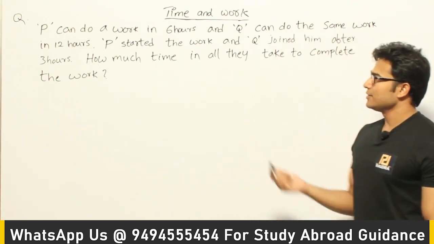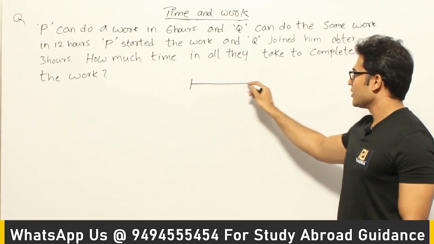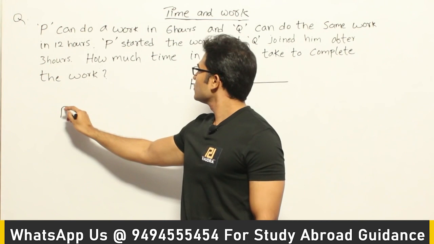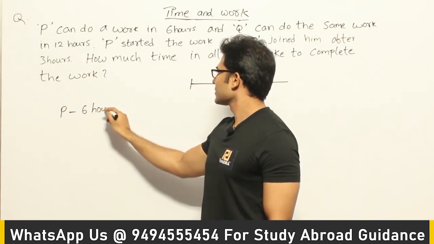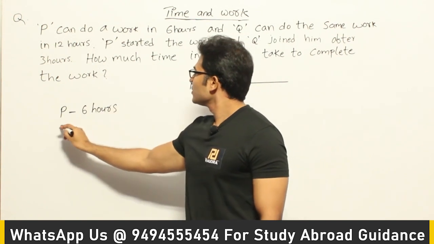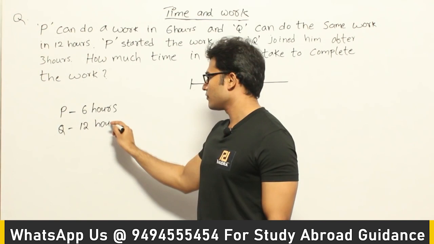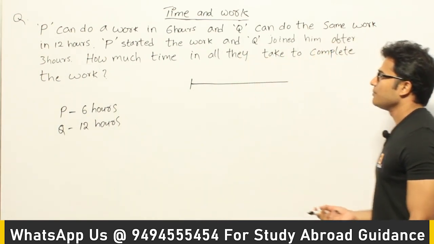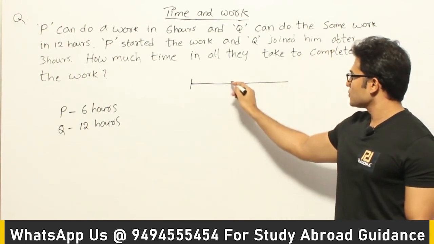Before going ahead, let's see what they have given here. First, they are saying that P can do the work in 6 hours and Q can do the same work in 12 hours when they are working independently, right? Now they are saying that P started the work and Q joined him after 3 hours. So what does it mean?